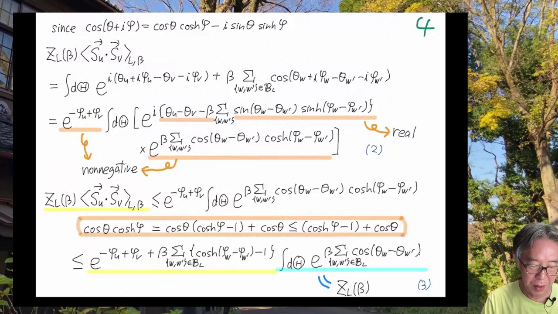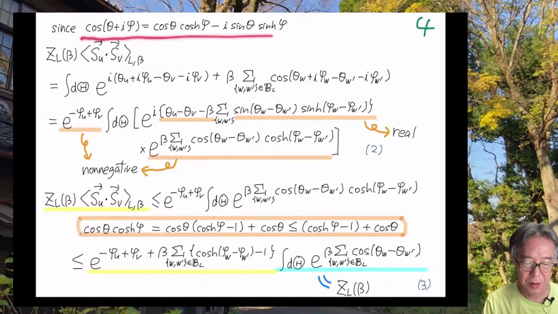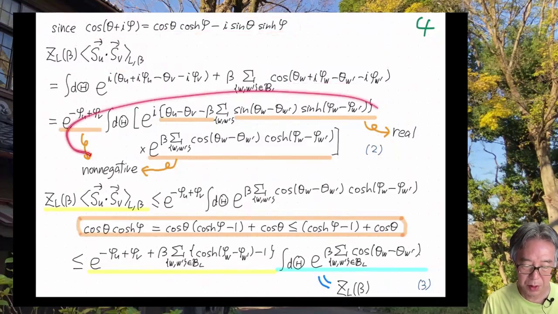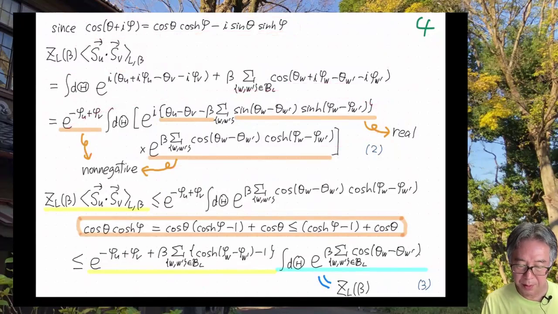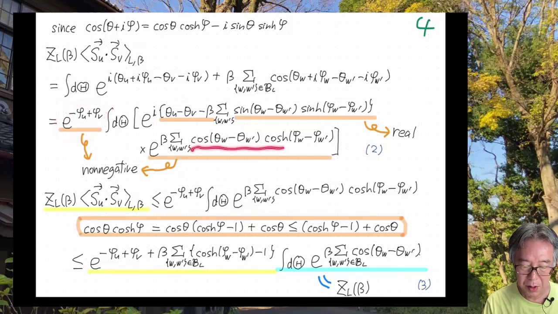Okay, so now, this is what we observed. And now it's easy to see that you have this identity for cosine of theta plus i phi. So you just plug this in here to get this. Now here, I note that this is from here, and this is a real quantity. This is a real quantity. And so this is non-negative. Okay, and this came from part of this thing.